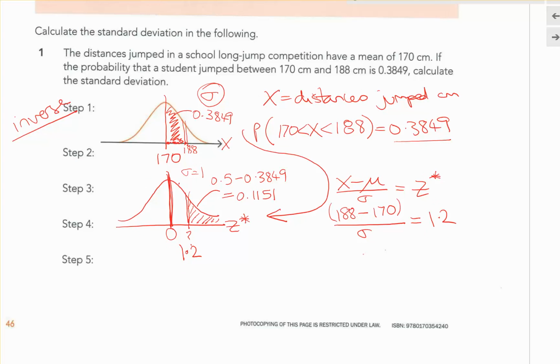We could work out the top line. 18 divided by sigma is 1.2. Once again, you can go into Solver. We could write 18 equals 1.2 times the standard deviation by multiplying by sigma to bring it up to the other side. And then we could also note that to find sigma we could divide by 1.2. 18 divided by 1.2 is going to give me sigma. But at any stage, if you want to solve that, you can use Solve on your calculator and you should get a value of 15 centimetres. Right, we'll work through another one.